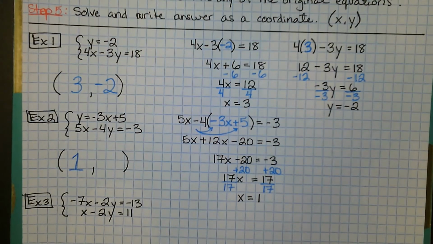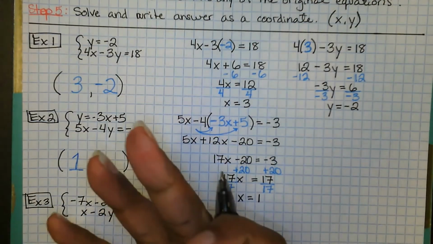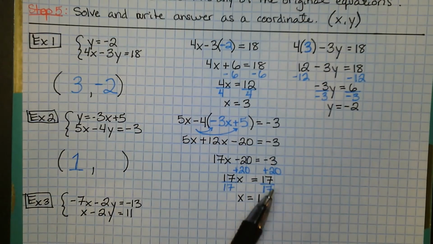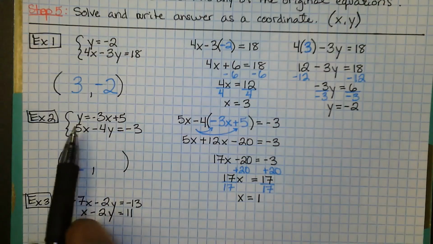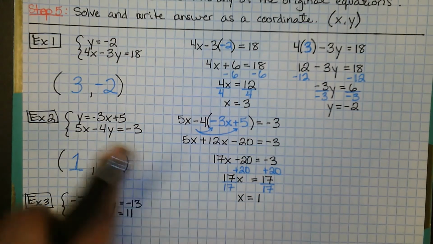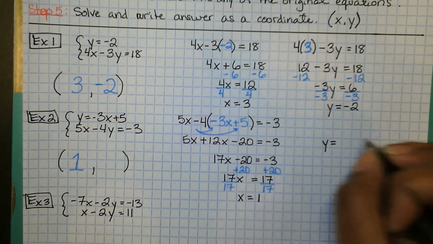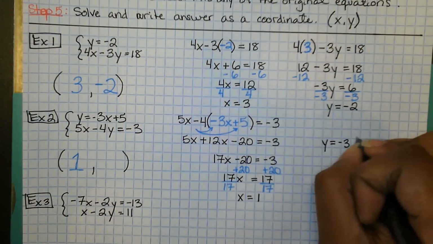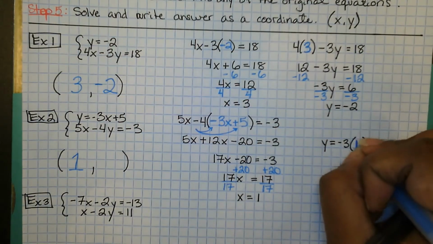All right, so to finish this off, we need to find the other half of our answer, which is our y value. You can then take this x equals 1 and plug in 1 for x in either one of these equations. I will choose to plug it into the first one. So y is equal to -3, but instead of putting x, we know that x is equal to a positive 1.